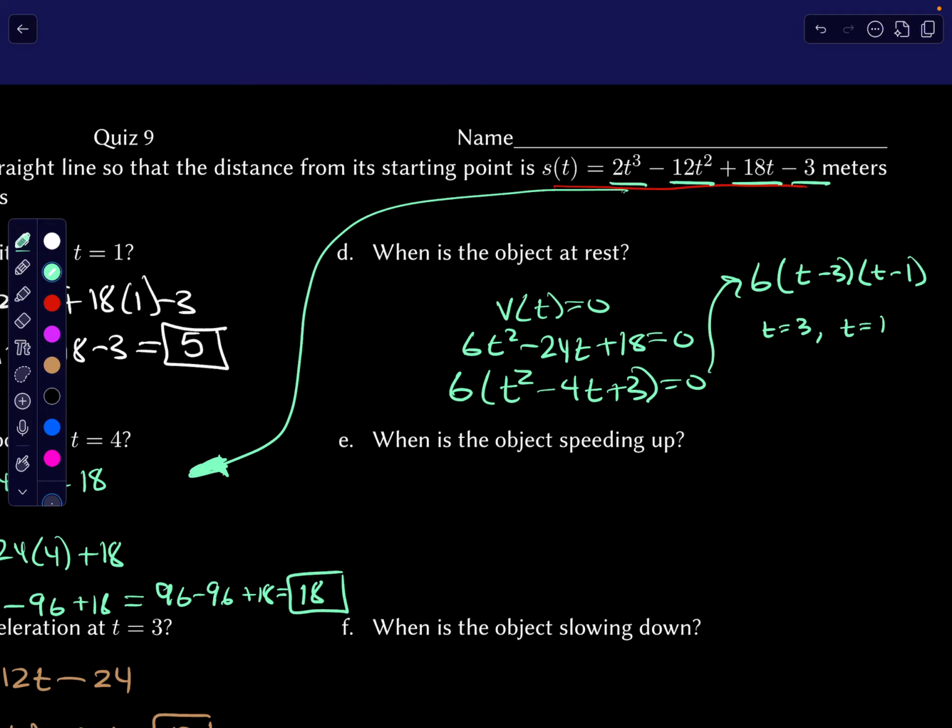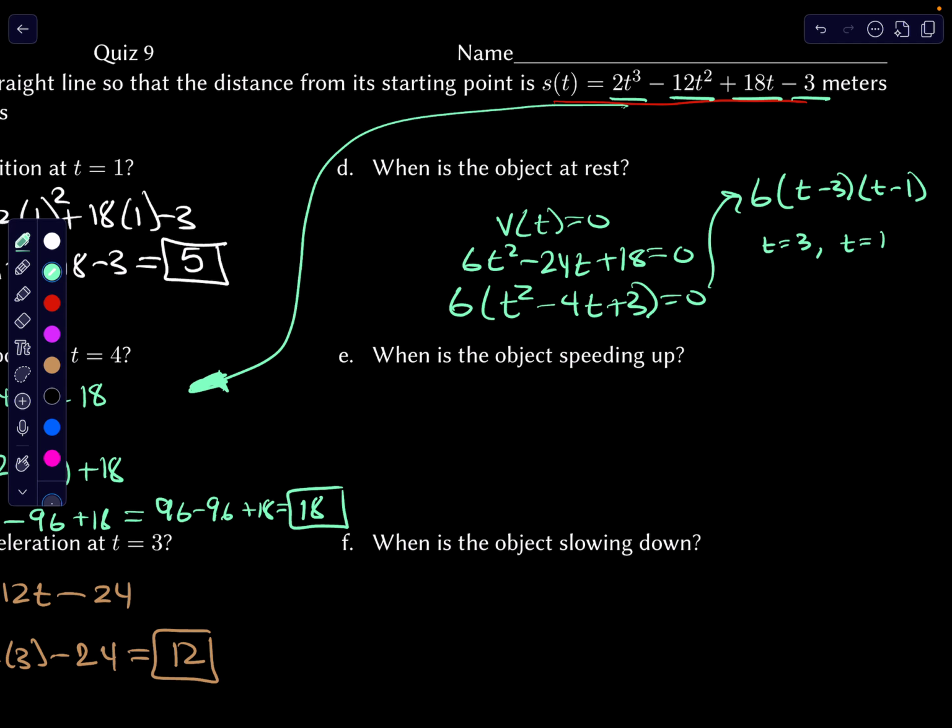object is at rest. Okay, speeding up and slowing down. This is confusing because speeding up is when the velocity and the acceleration are going the same direction. Velocity is greater than 0 and acceleration is greater than 0, or the velocity is less than 0 and acceleration is less than 0. So that's one way to remember it. And then slowing down is when the velocity and acceleration are going different directions, which we'll get to in a sec. So it might help to make a little chart.